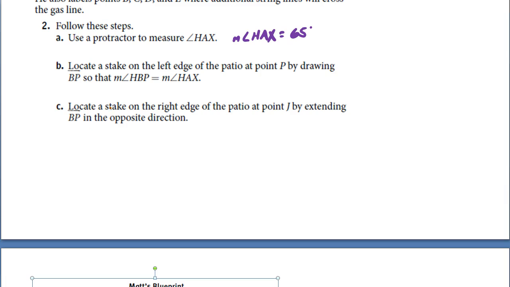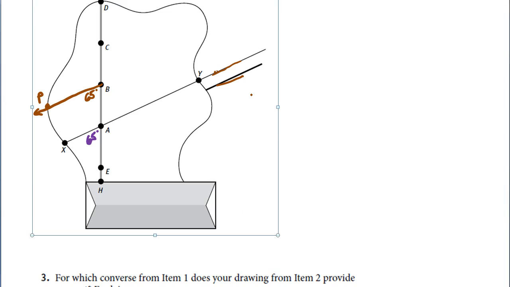Question C, locate a stake on the right edge of the patio at point J by extending ray BP in the opposite direction. So here we have ray BP. We just need to extend it in the opposite direction, staying parallel to this original string line. We're told to make that be point J.